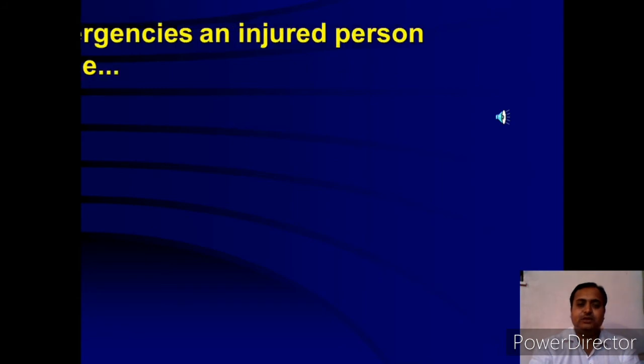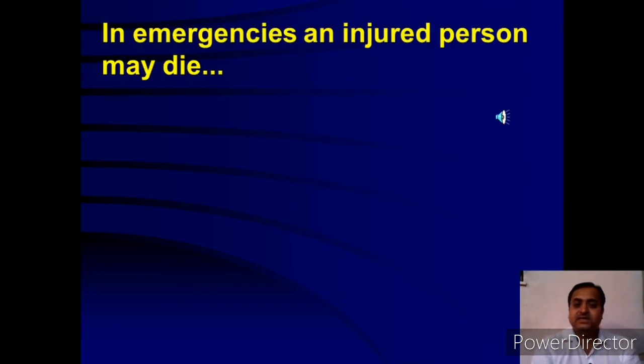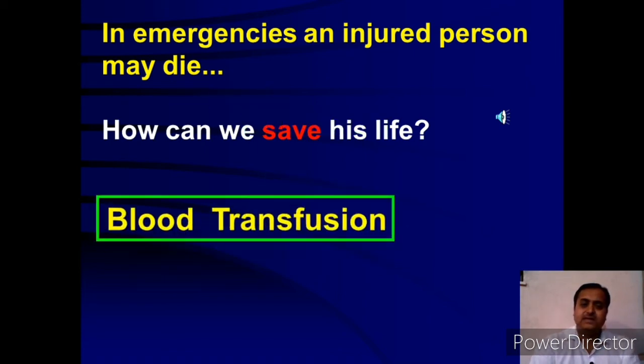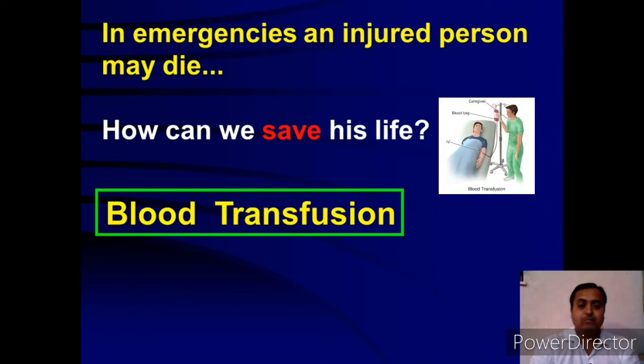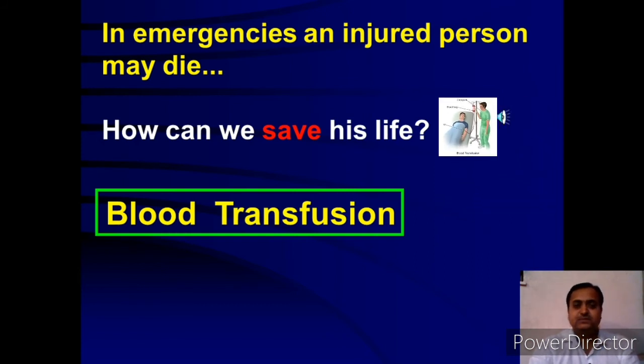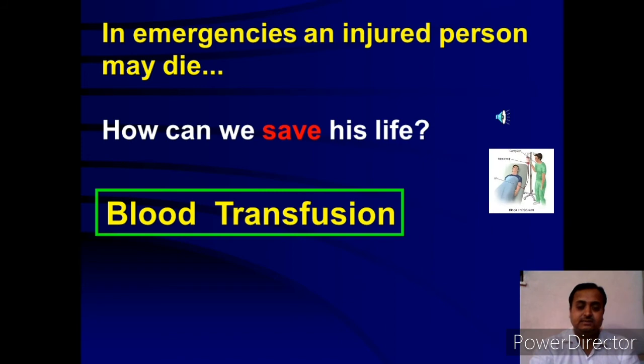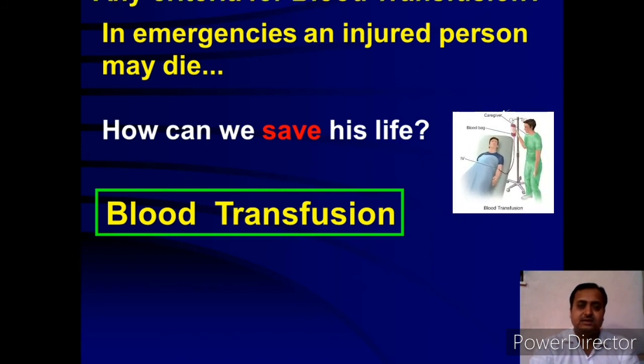Let us see the next topic. In emergencies an injured person may die. Why will he die? Due to excessive loss of blood from his body. So how can we save his life? Yes, there is an answer for this, and the answer is blood transfusion. Blood transfusion is a process of transferring blood from one living being to another. This process is not as simple as it is said. It involves many critical factors.